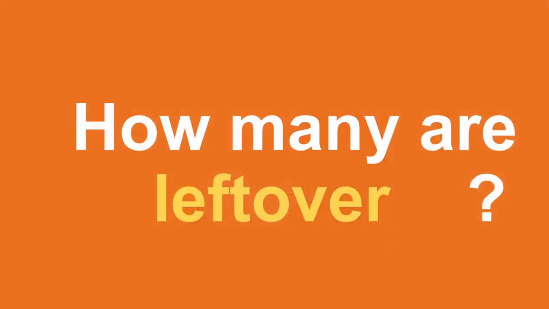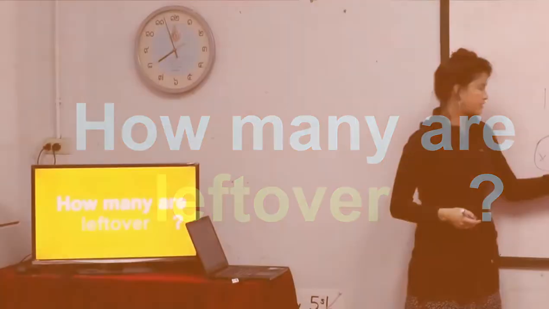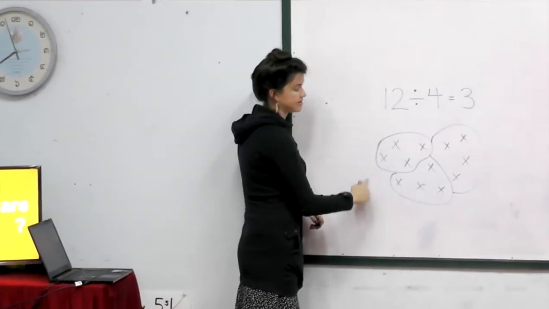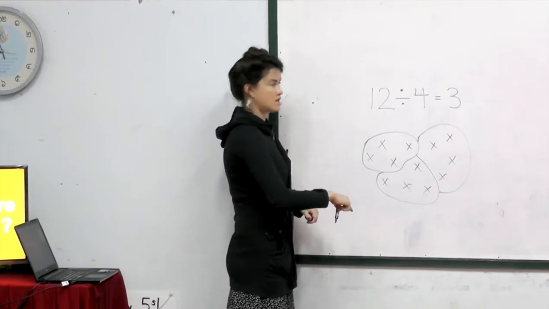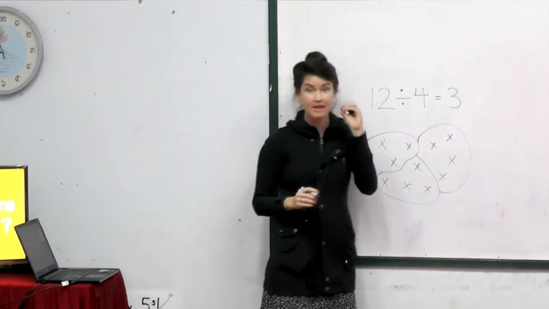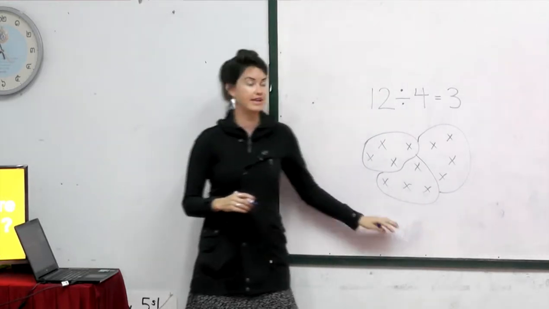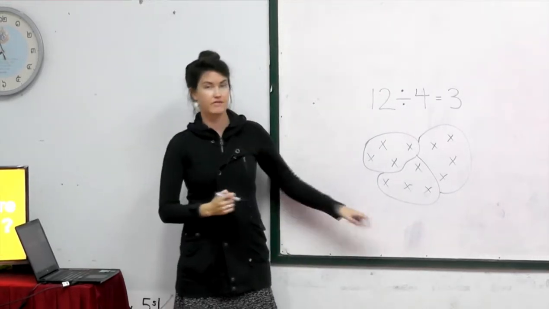So when we think about division, we can ask, how many are left over? So how many are left over here for this problem? Do we have any left over? Well, we have 1, 2, 3 groups. Do you see any little X's outside of our circles? No. So we have no leftovers. We have 0 leftovers for this problem. We don't have any little X's outside of our circle.